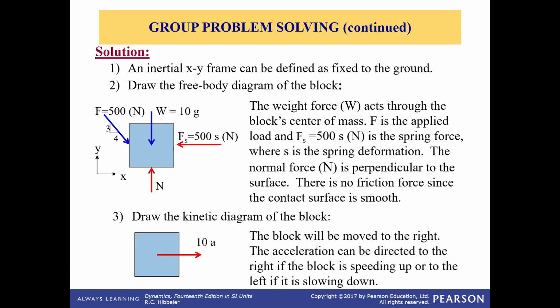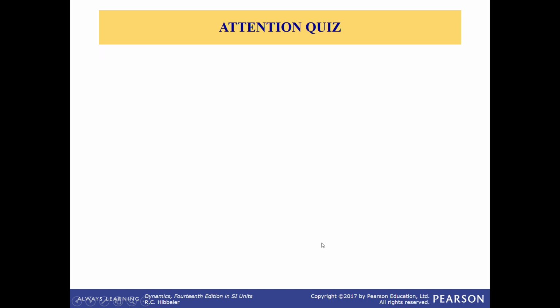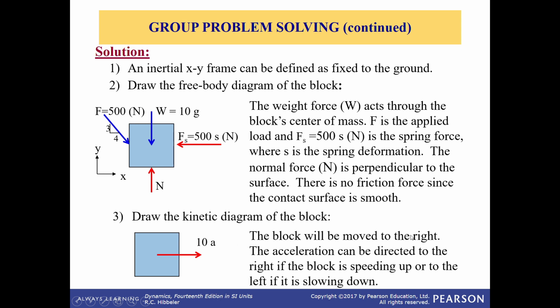Now draw the kinetic diagram of the block. This is very easy because once you apply the force here, the block will move towards this direction. So just put that as 10A. It means that the block will move to the right. The acceleration can be directed to the right if the block is speeding up, or to the left if it is slowing down.